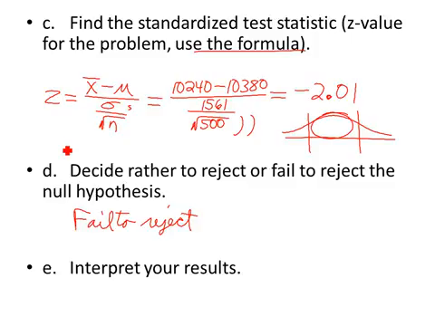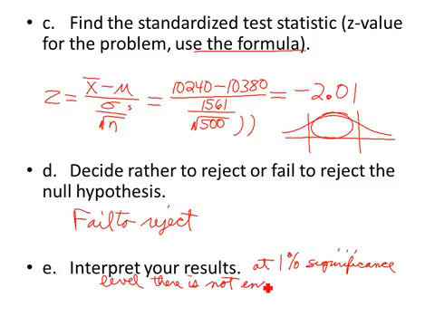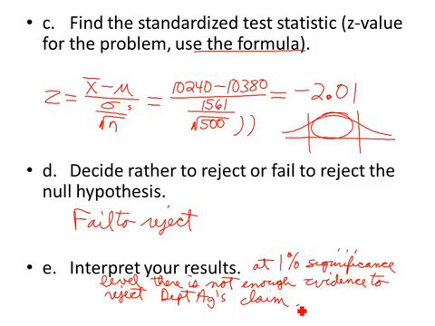So, what was our alpha? 1%. So at 1% significance level, there is not enough evidence to reject Department of Ag's claim. So there's not enough evidence to reject the fact that it costs $10,380 to raise a kid for the first 2 years.